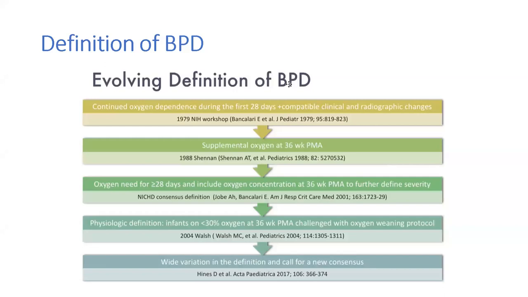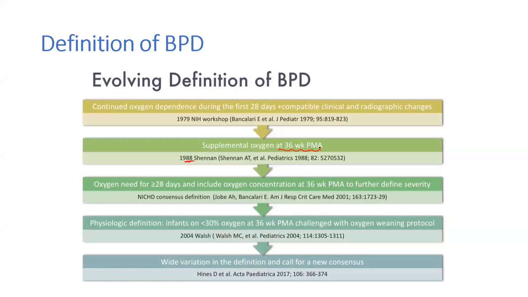He defined chronic lung disease as any baby who requires oxygen during the first 28 days of life, in addition to clinical and radiological findings. A history of prematurity, radiological changes, and baby on oxygen when he reached 28 days of life, that's what was called chronic lung disease. That changed over time, as you can see, from 1979 to 1988 by Dr. Shennan. He defined chronic lung disease just at 36 weeks corrected. So you have to wait until 36 weeks to call chronic lung disease, regardless of the clinical manifestation. And that was not right.